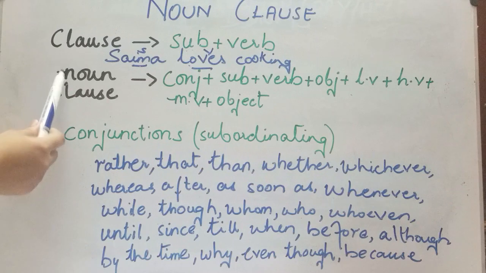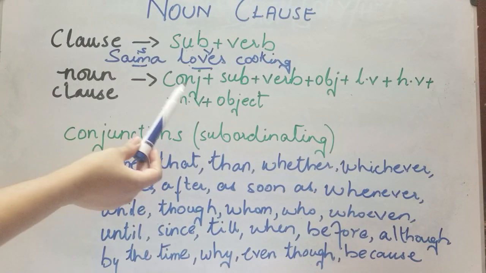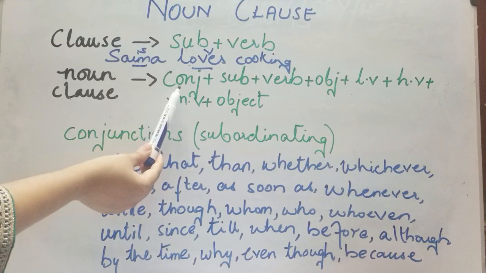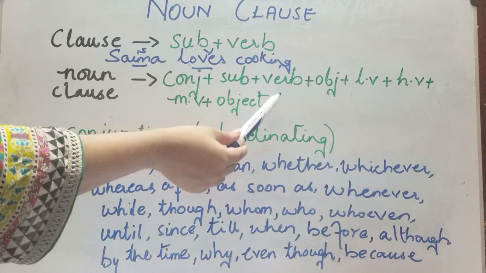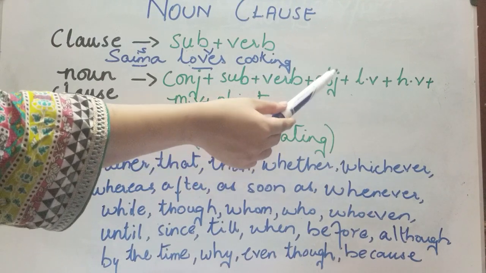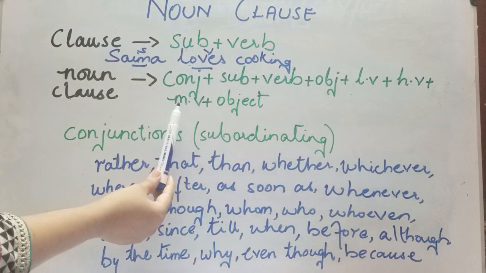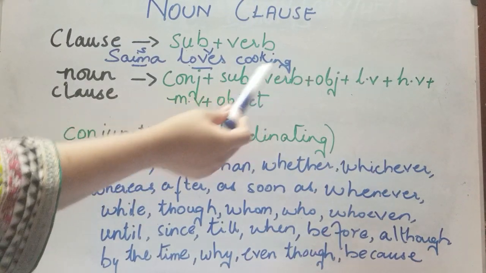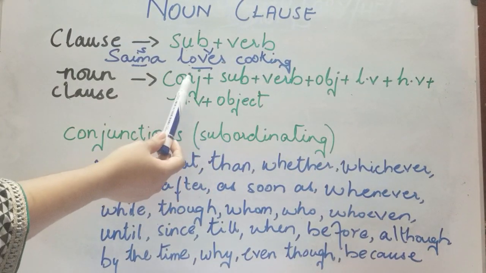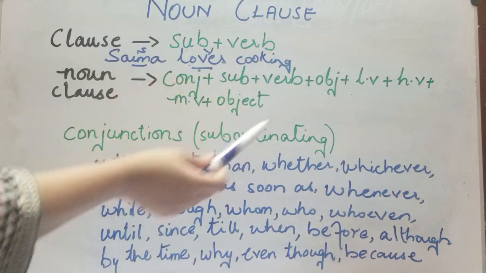Now moving on to noun clause. What is a noun clause? As I have written the pattern over here, it starts with a conjunction. It has got a subject, a verb, an object, a linking verb, a helping verb, a main verb, and an object. This is a very lengthy sentence. That is why I have divided this pattern into such.